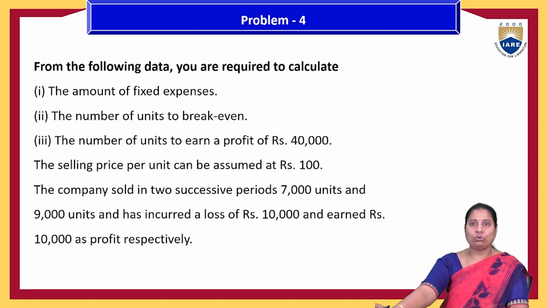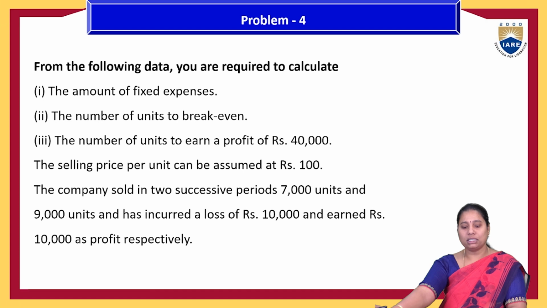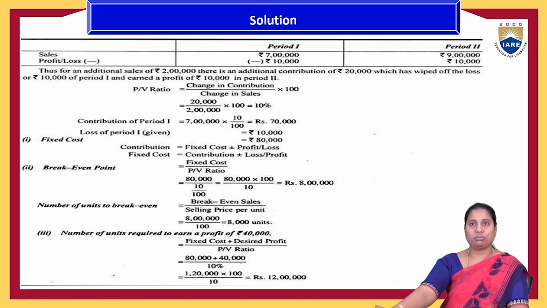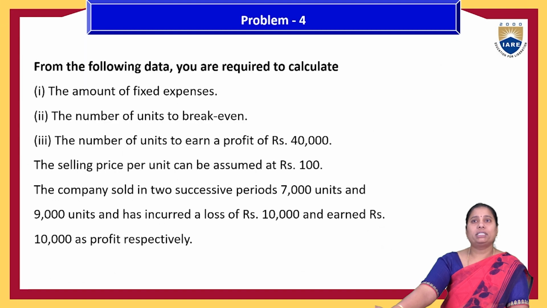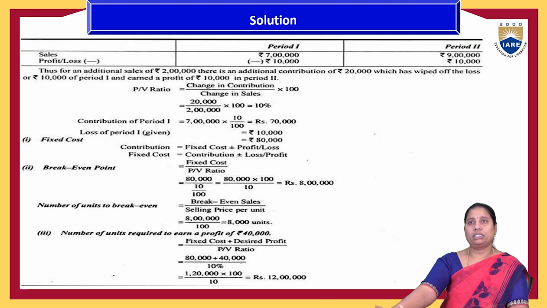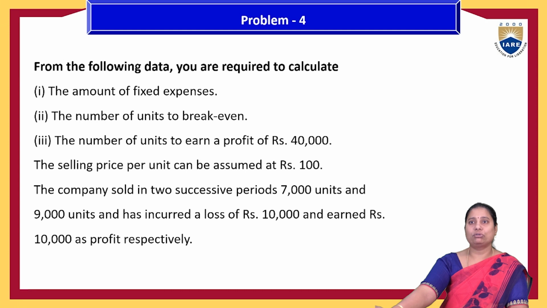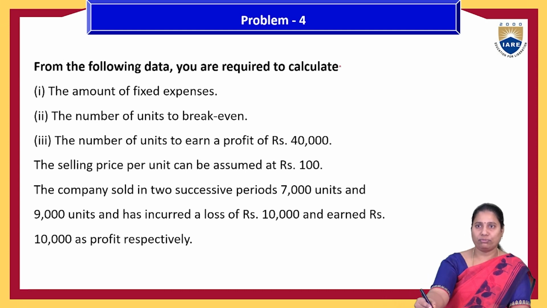And the company sold in 2 successive periods 7,000 units and 9,000 units and has incurred a loss of 10,000 and earned a profit of 10,000 rupees respectively. For this one, they have provided the 2 sales informations. That is, if they have sold 7,000 units, each unit at 100 rupees, that means 7 lakhs, as well as 9,000 into 100, 9 lakhs.